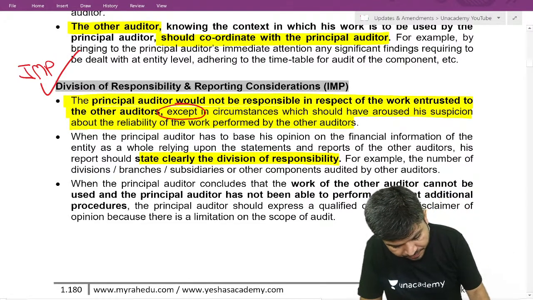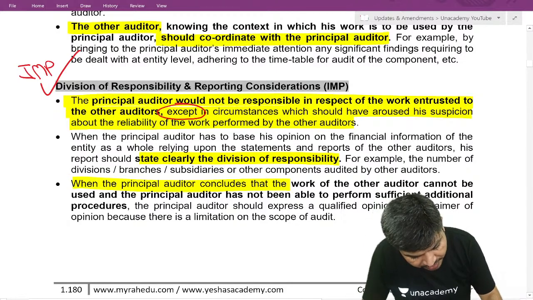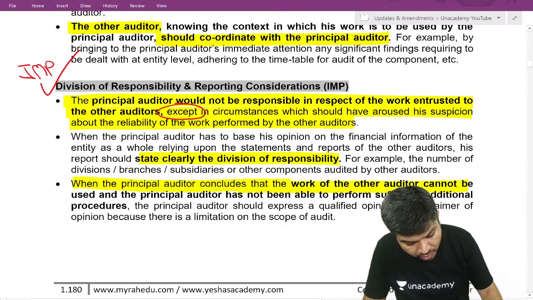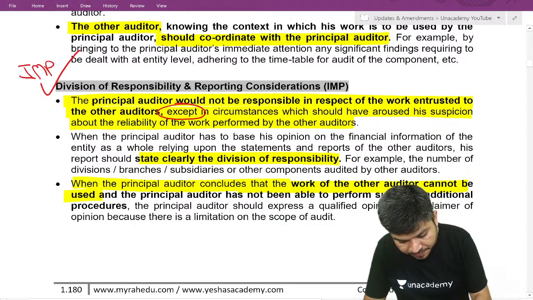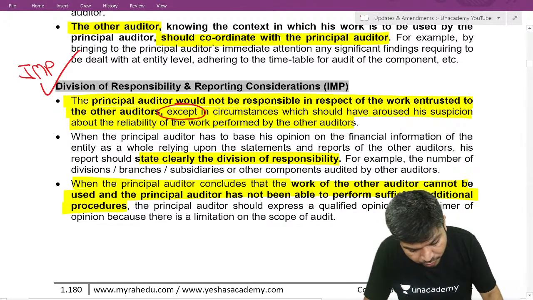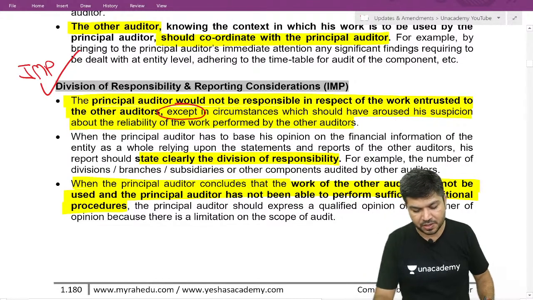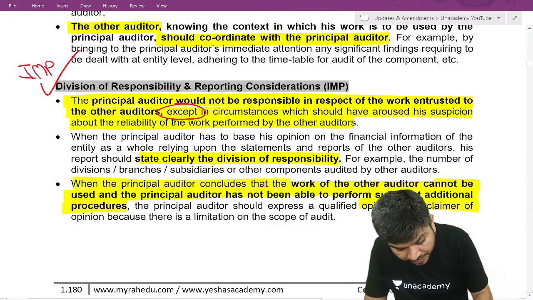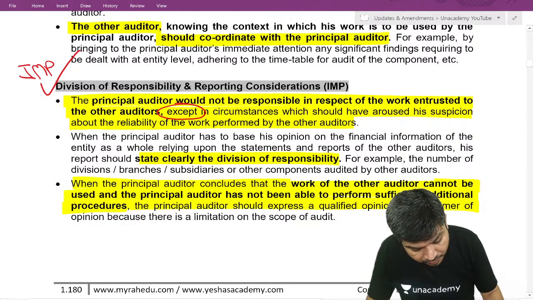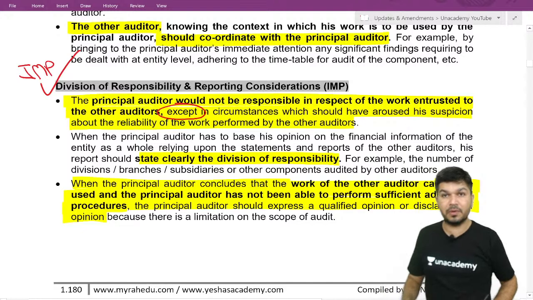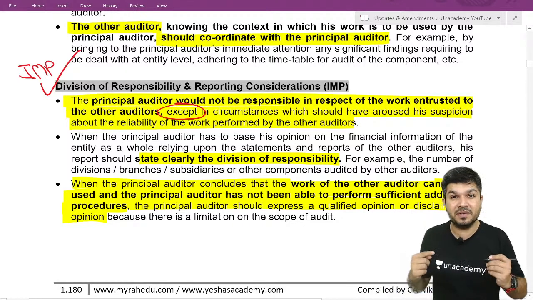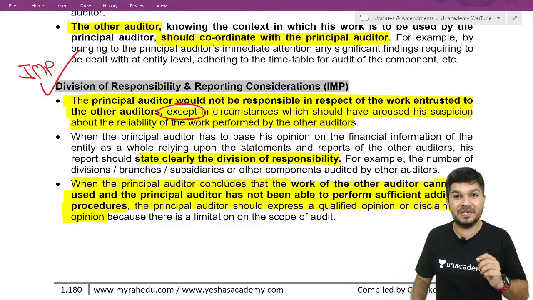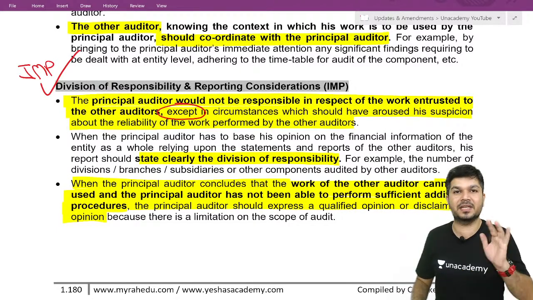What is written? When the principal auditor concludes that the work of the other auditor cannot be used and he doesn't have time to do additional procedures himself, he should give either a qualified opinion or a disclaimer of opinion. If the possible effect is material but not pervasive, qualified. If the possible effect is material and pervasive, disclaimer.